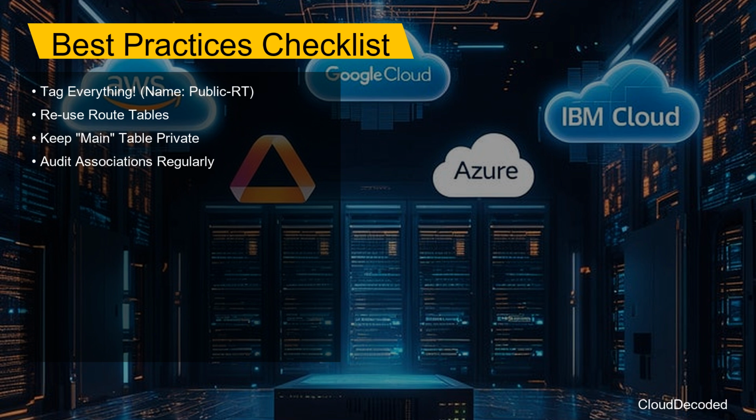To wrap up, here is your cheat sheet. 1. Use descriptive name tags for every table. 2. One public route table can serve multiple public subnets. 3. Keep your main route table private by default to force explicit choices.